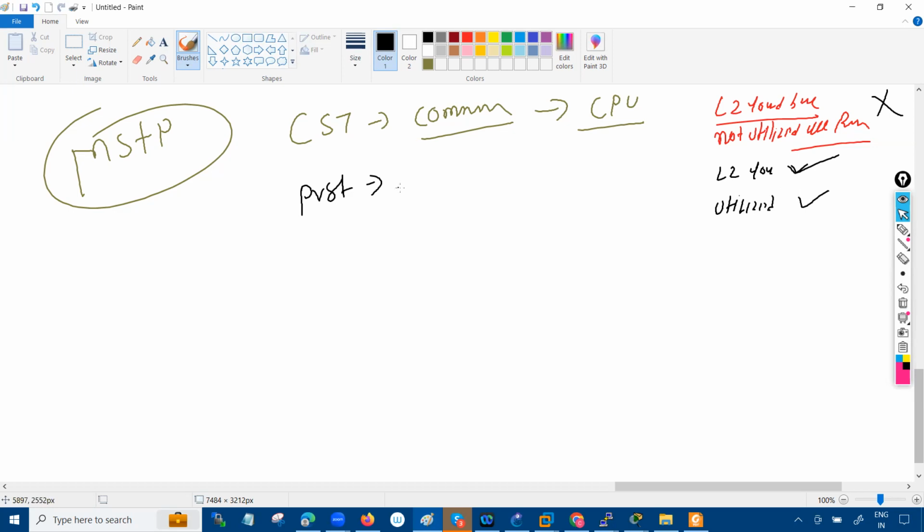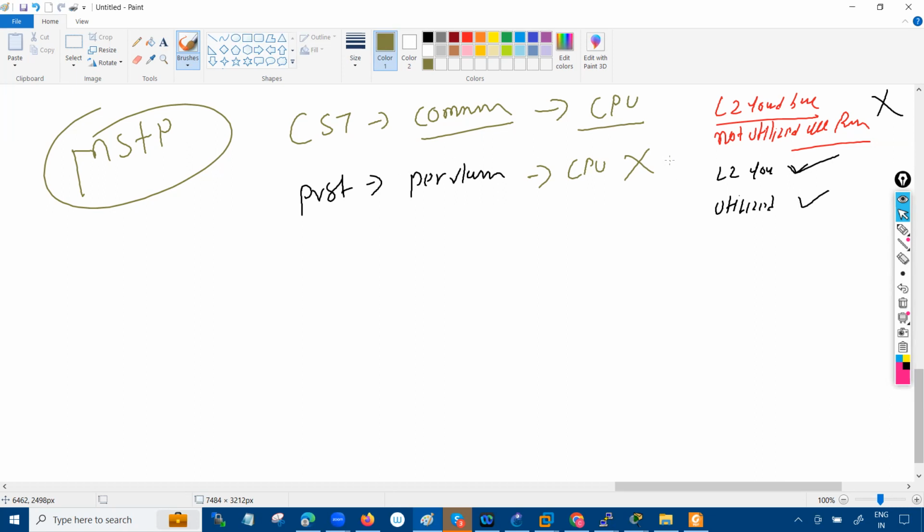Now, how about the CPU perspective? It's per VLAN. For the CPU perspective, this protocol is very bad because for each VLAN you have a separate root bridge. So if you have a separate root bridge for each VLAN, you have a separate spanning tree algorithm.